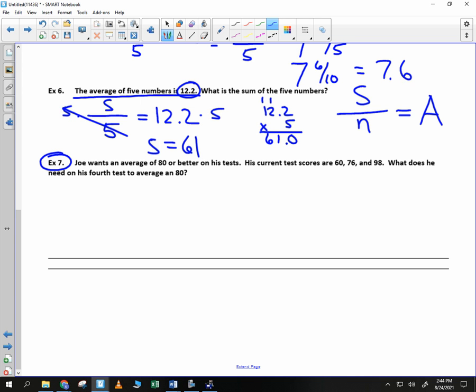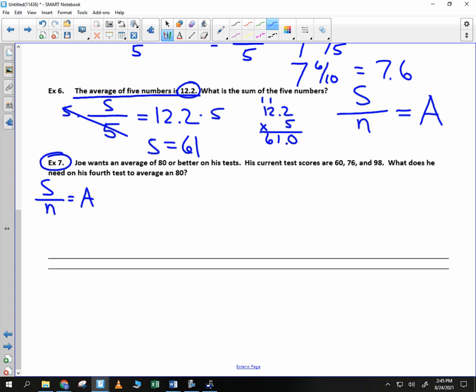Joe wants an average of 80 or better on his test. Sound reasonable? Yeah? Get an 80 or better? His current test scores are 60. Oof. 76. Trending better. And 98. Way to go. He's rocking it. What does he need on his 4th test to average 80? You've maybe wondered about this before for your own classes, right? Let's figure it out. Let's use sum divided by the number is equal to the average.